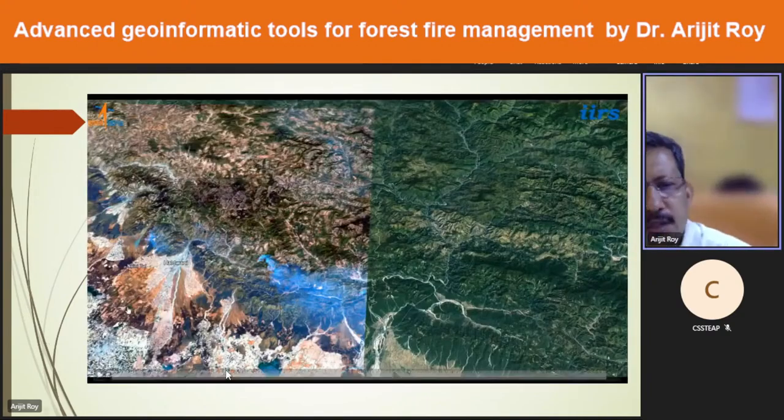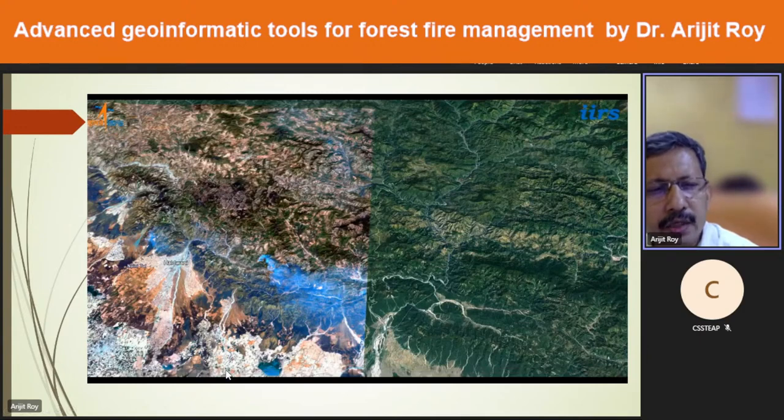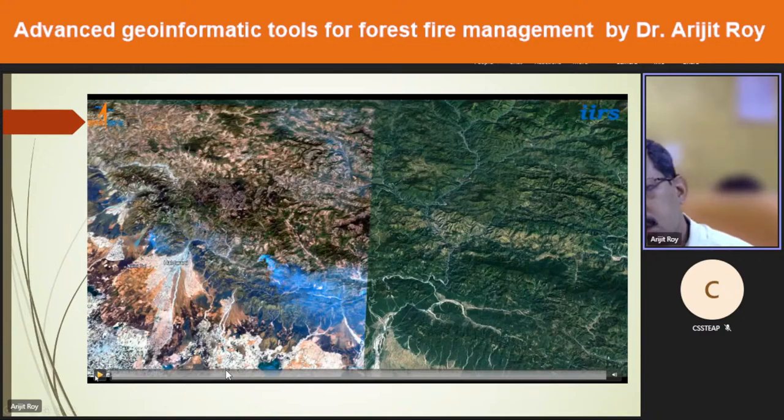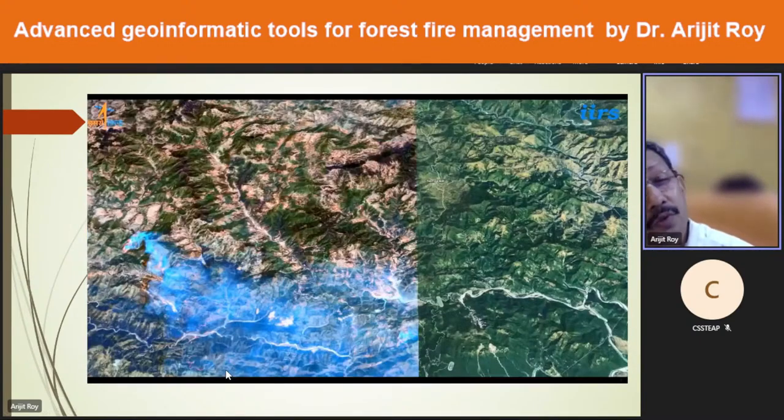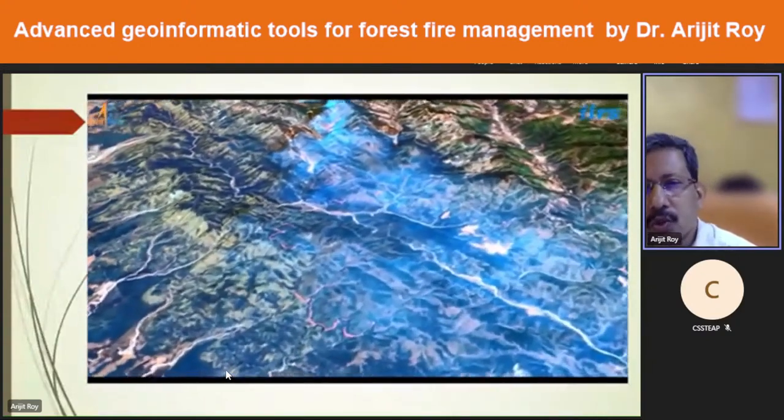So this is basically a demonstration of the power of geospatial technology for monitoring the fire activities, especially by the decision makers. So this is basically a digital fly-through created during 2018 fire events from Uttarakhand.